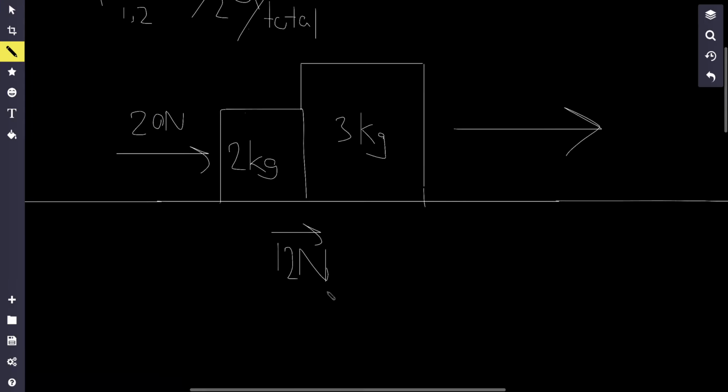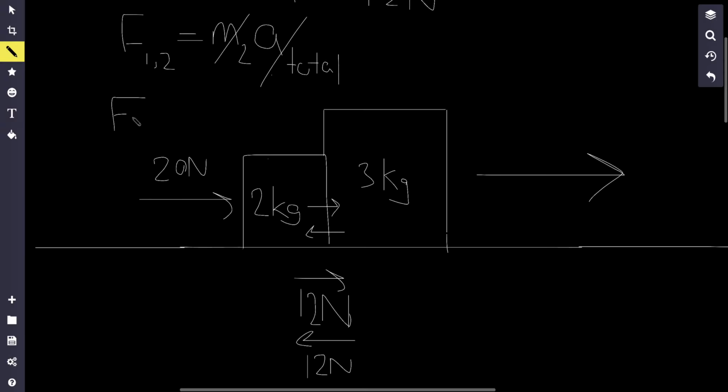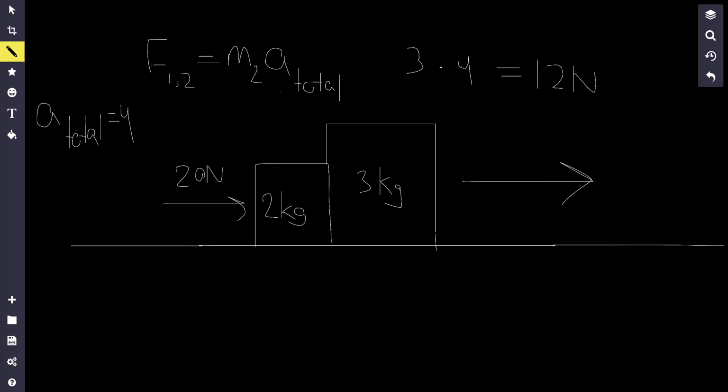And as a result, due to Newton's third law, if block 1 exerts 12 newtons on block 2, block 2 has to exert this equal and opposite force on block 1. So the force that block 2 exerts on block 1 would also be 12 newtons, but in the opposite direction. Now, how do we make intuitive sense of this? We know that the total acceleration is going to be 4 meters per second squared.